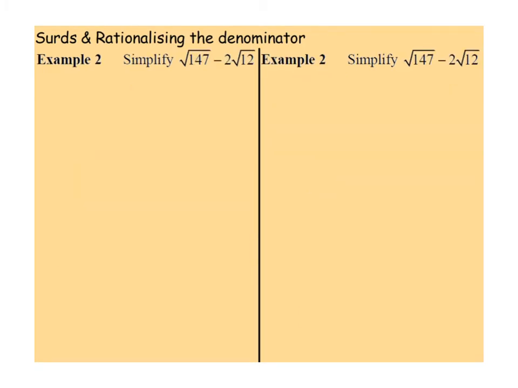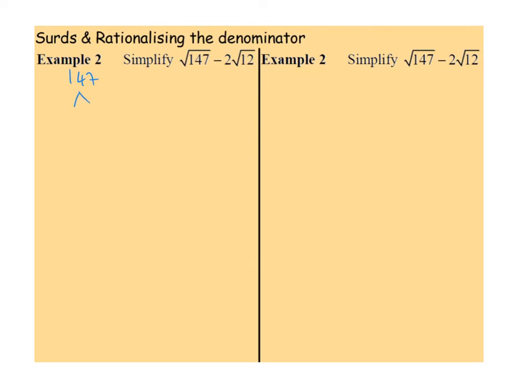Okay, now we're on to simplifying additions or subtractions with roots. Again, I can use the prime factorisation method or the larger square factor method, so I'll do them both. The prime factorisation method looks like this, 147.